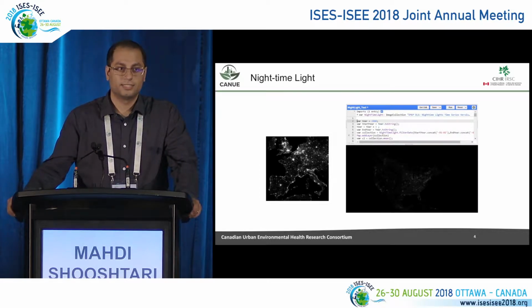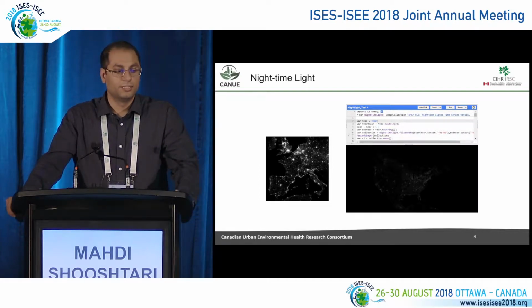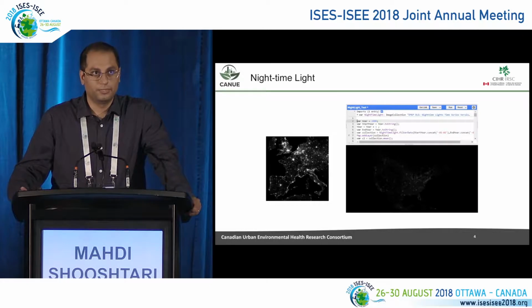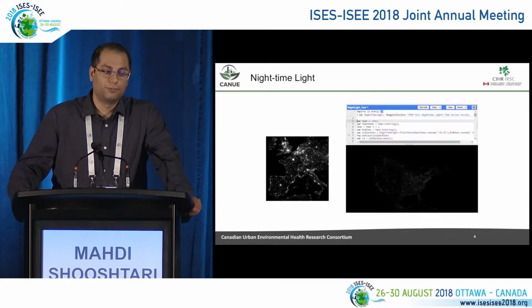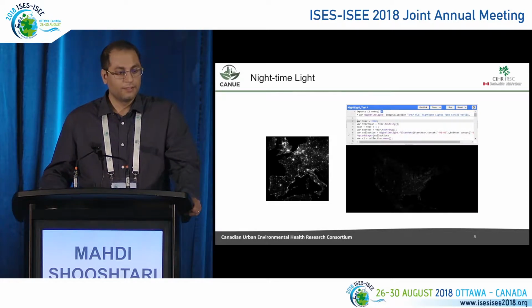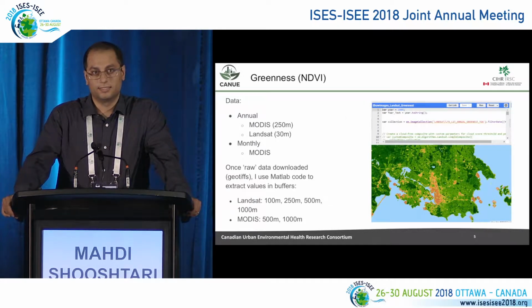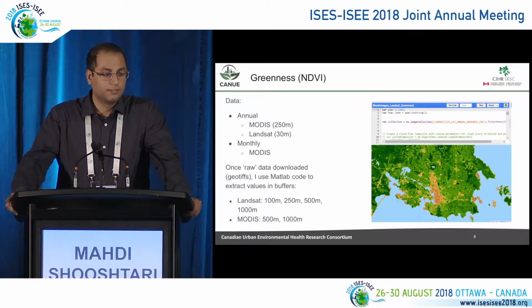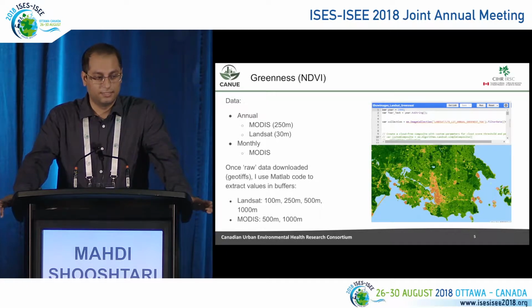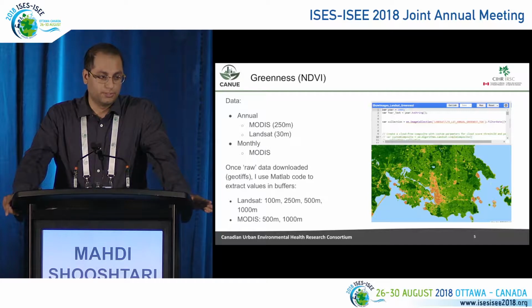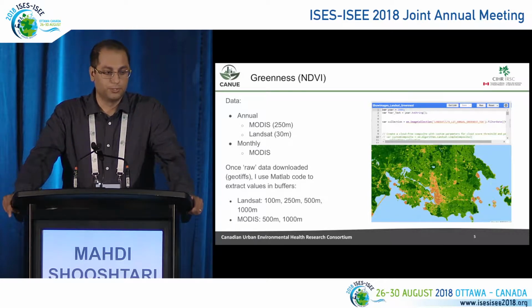One of the data sets that we have developed and extracted using Google Earth Engine is nighttime light, where we extract all the values for all the postal codes in Canada for all the available years. We also use Google Earth Engine to extract NDVI from satellite images. We were mainly interested in MODIS and Landsat satellites because they have different resolutions, and we could also develop monthly MODIS data.